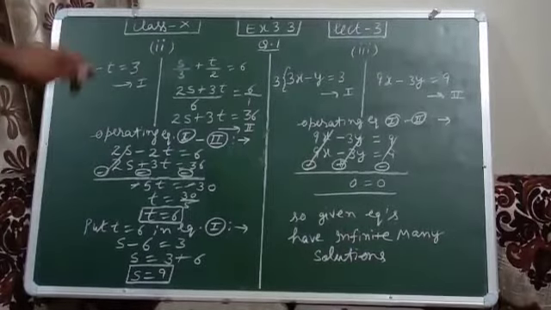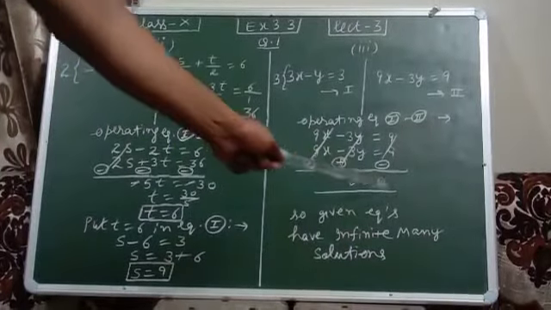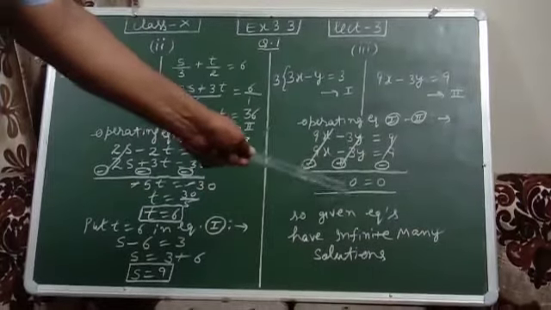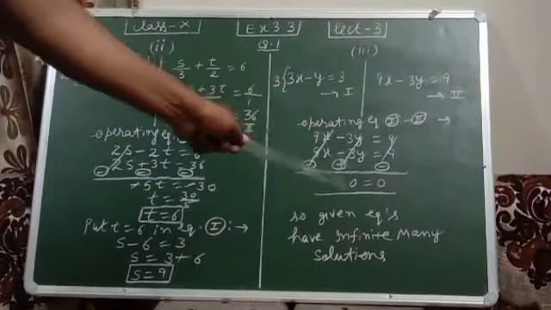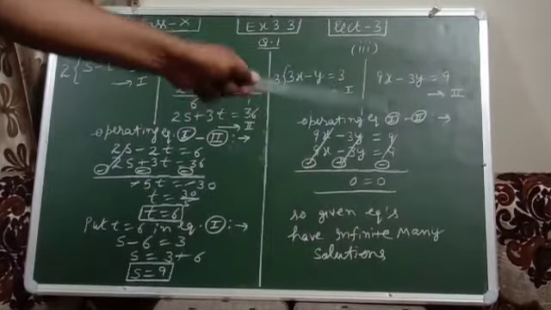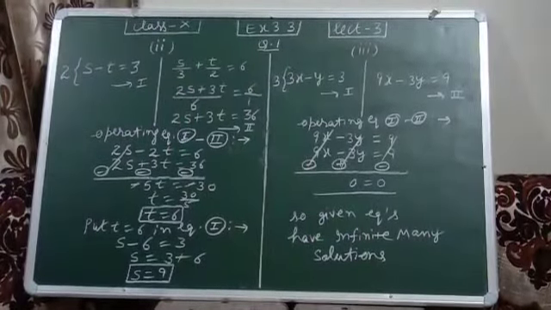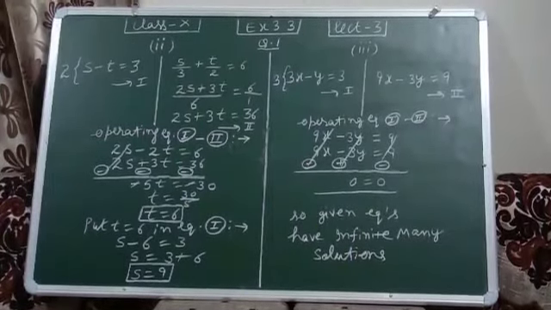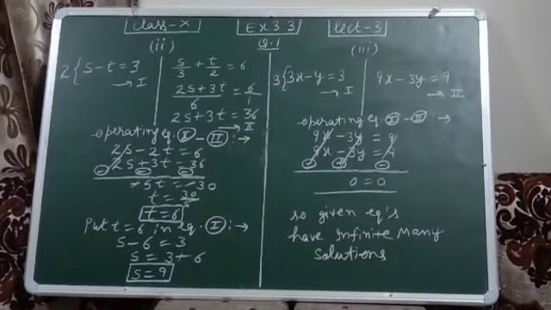No need to write unique, it is understood. But if both values are same, then infinite many solutions. In some of the questions, these two values will be different. Suppose here is 0, here is 5, then these are not equal. Then in that case, we will write these equations have no solution. Now we will see one or two more parts.